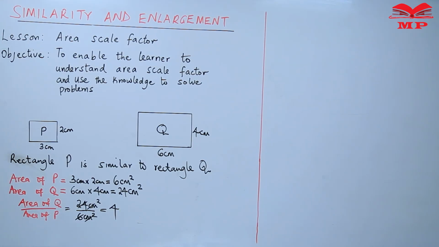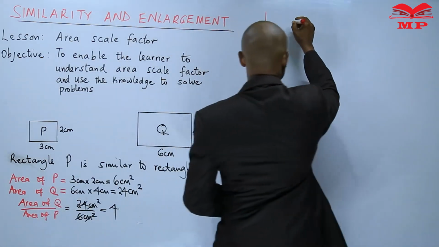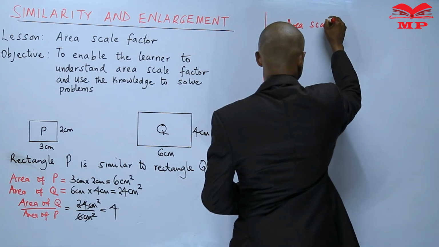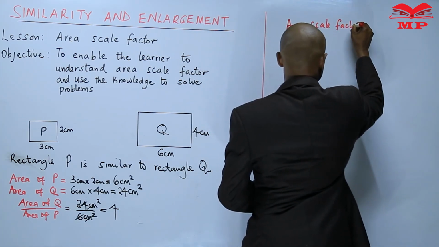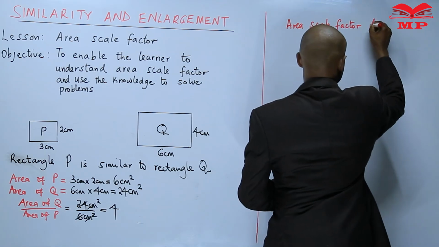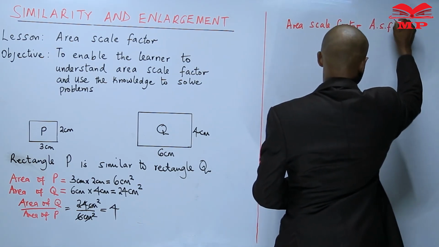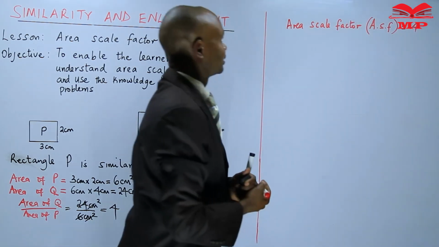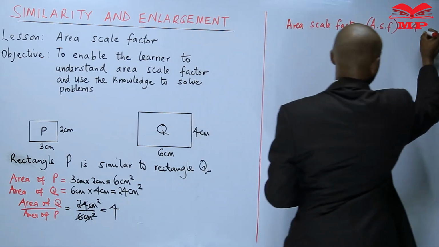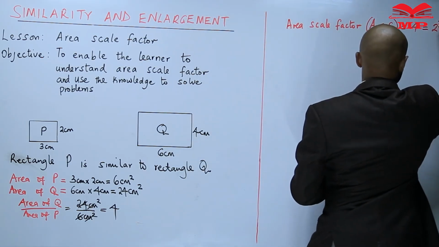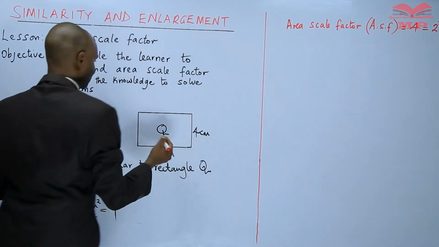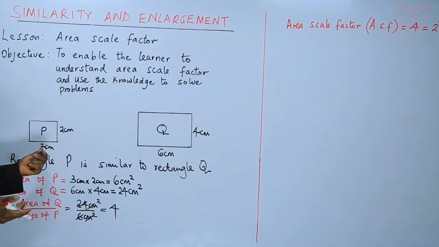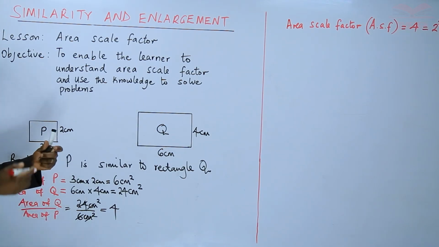So we write area scale factor, ASF, is equal to 4, which is the same as 2 squared. If you look at that, the linear scale factor is 6 divided by 3, which is 2, and 4 divided by 2, which is 2.